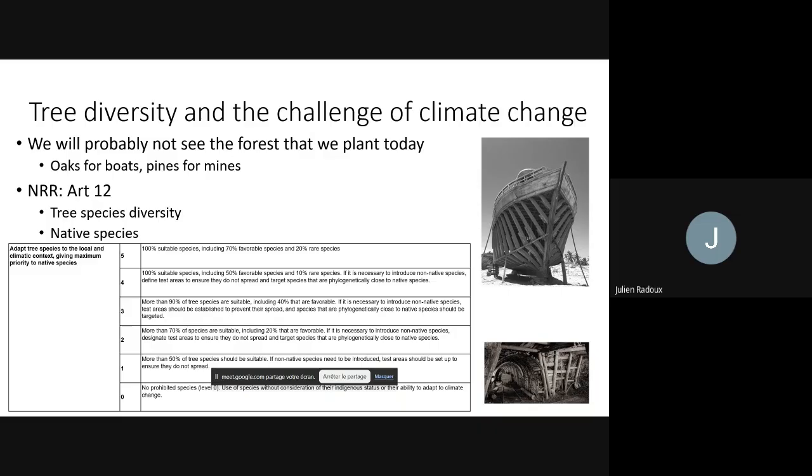I mean, climate change is something that is kind of irreversible for a long period of time, even longer than the forest. So we need to take that into account if we manage, and that's why suitable species should take climate into account.